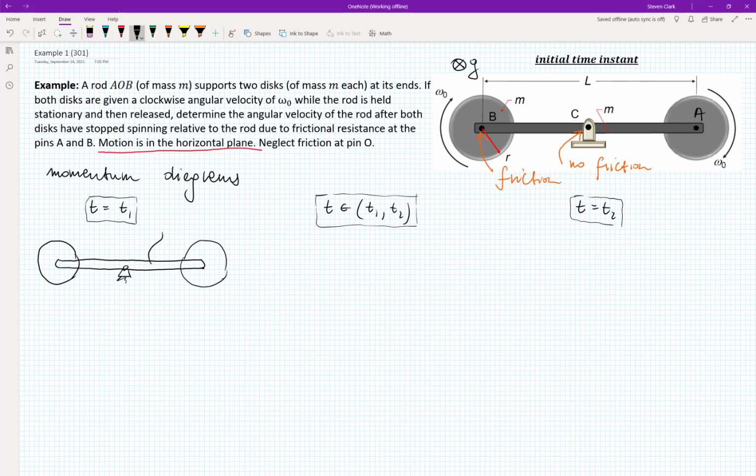Okay, so here we have mass and length. Here we have mass and radius. And I think that this is point B, this is point C, this is point A. Omega 0, omega 0. Okay.